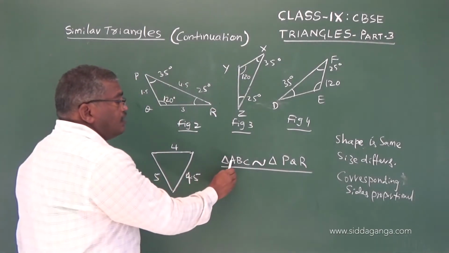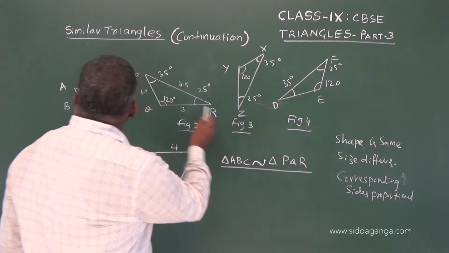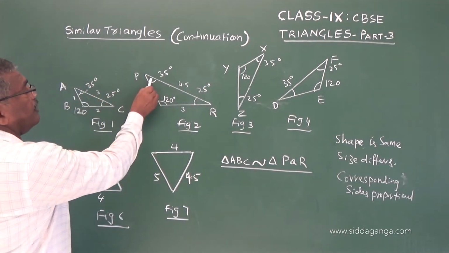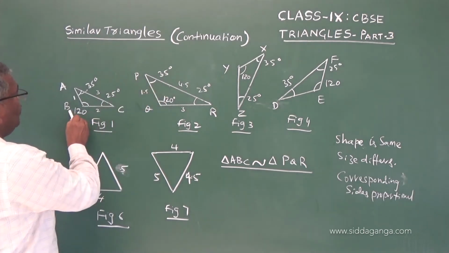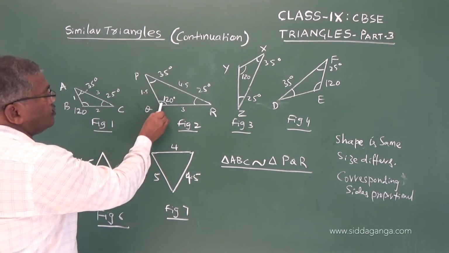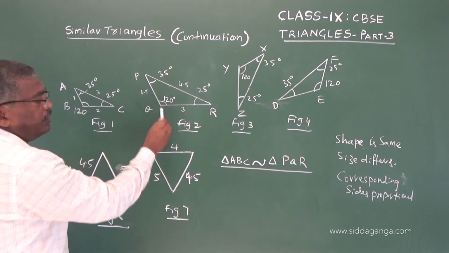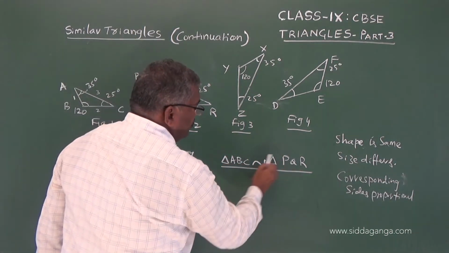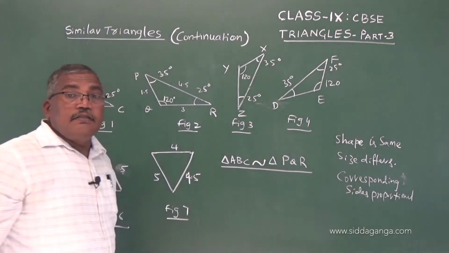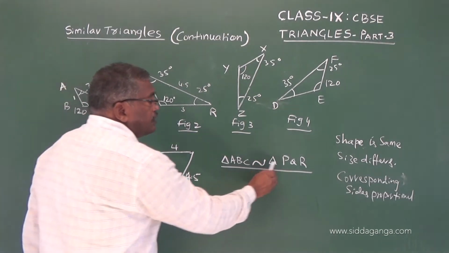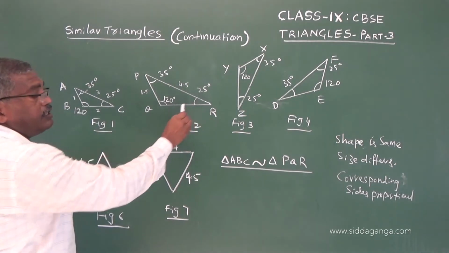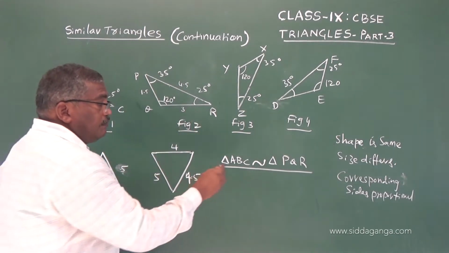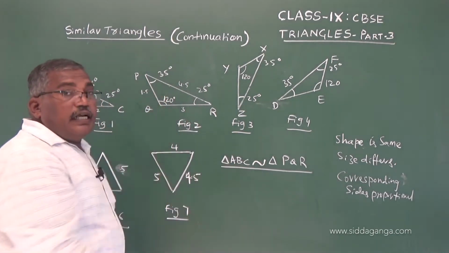So here you have to remember one thing. Angle A corresponds to P. A is 35, P is 35. B corresponds to Q, 120, 120. B, Q, they are in the middle place. And the last one, C corresponds to R. So angle C is 25, angle R is 35. See, these two are similar triangles.